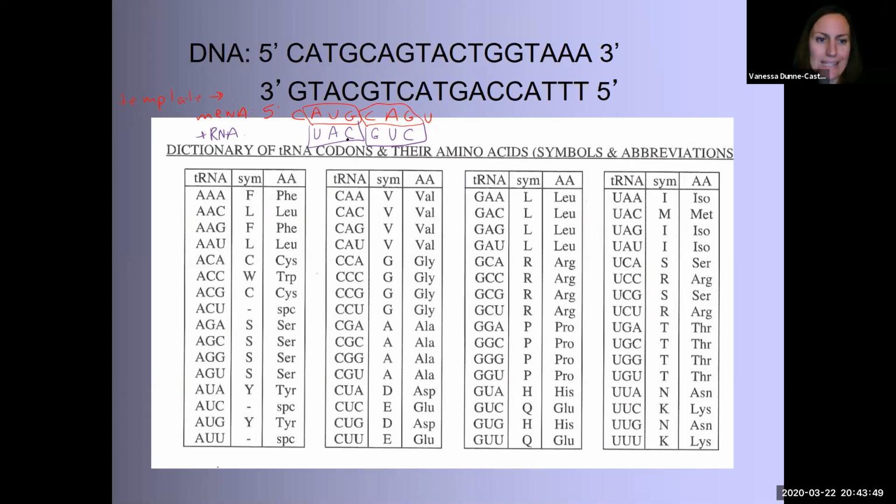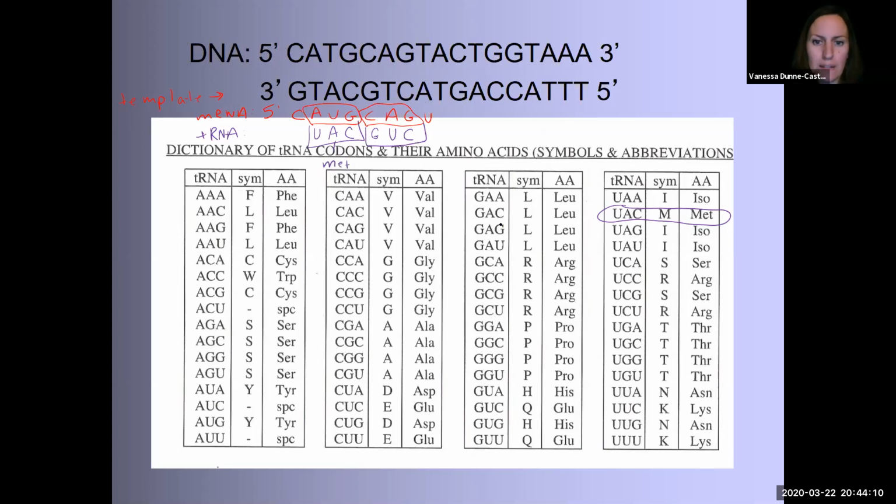So UAC is what we're starting. These are in alphabetical order at least. So we'll go over here to where the U's are. UAC is associated with a methionine, as we already know. It's going to get a little bit messy. So here's M, or methionine.